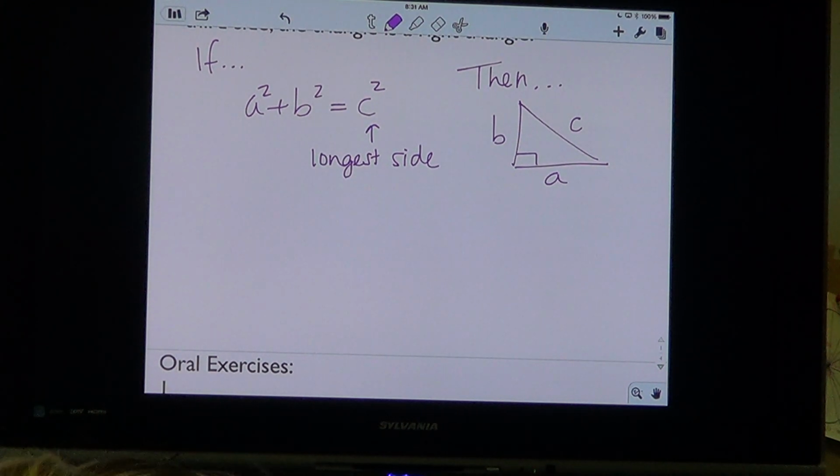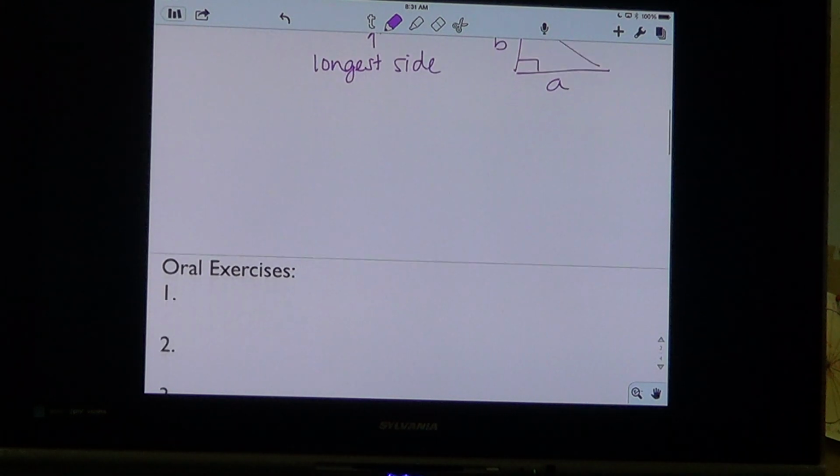Okay, so let's look at the oral exercises, exercises 1 through 6. I'm going to write the answers down, but you don't necessarily have to as long as you're following along. State an equation that can be used to find the length x in each of the right triangles shown. So number 1.